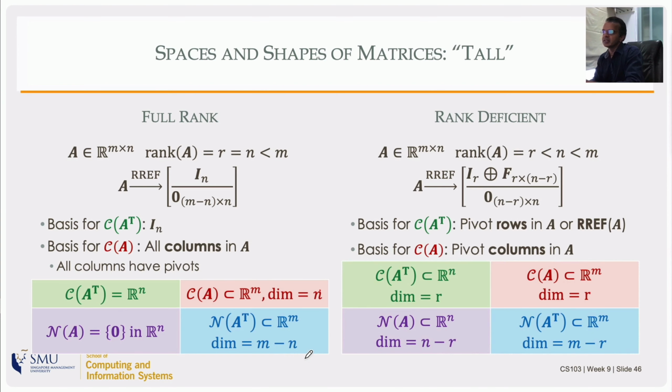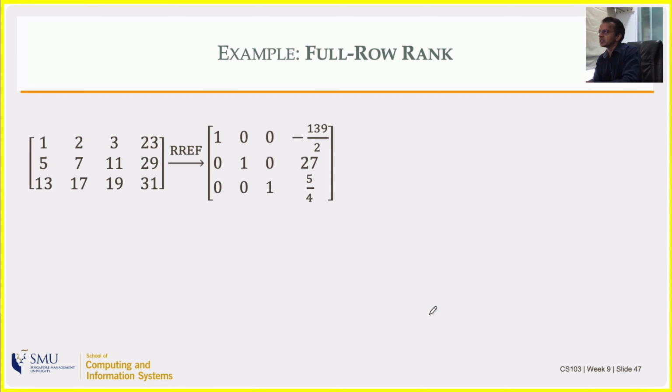If it is rank deficient, similar kind of situation, except that I don't have dimension n but dimension r, which is the rank of the matrix. So similar kind of story. Couple of more examples. Full row rank.